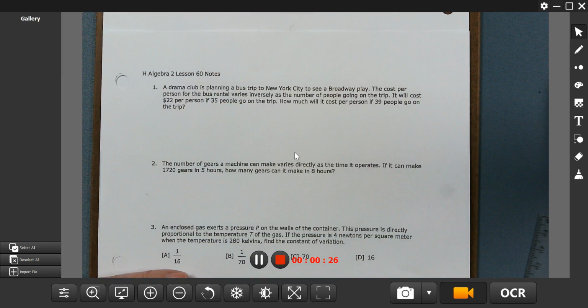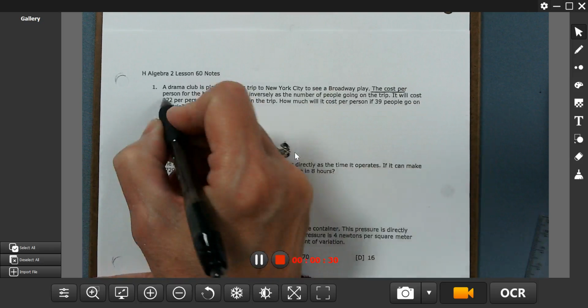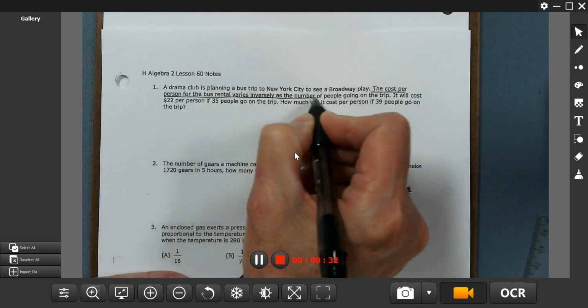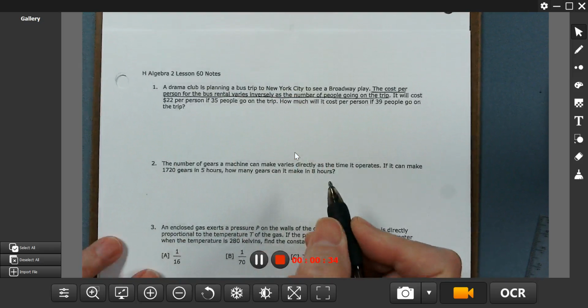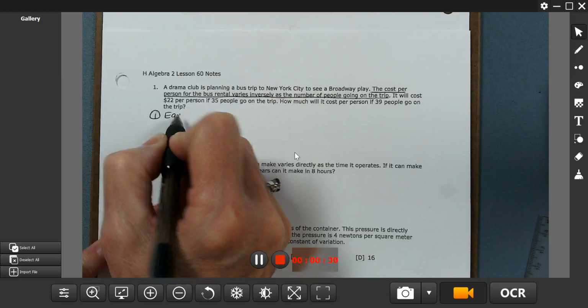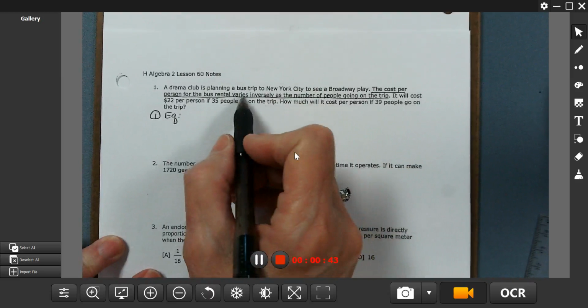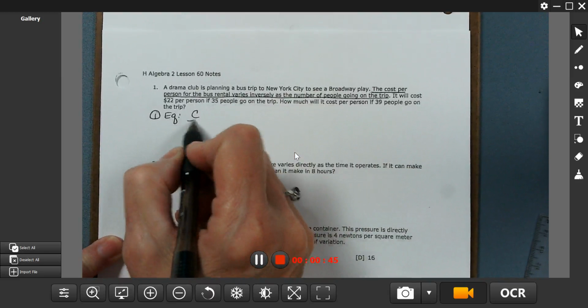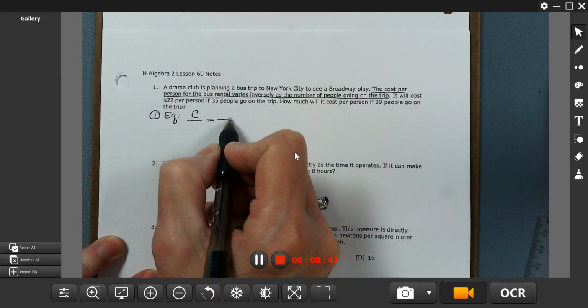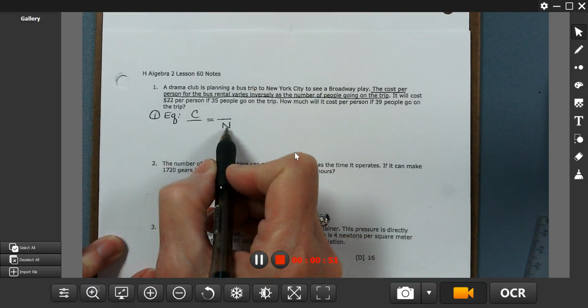So first thing I want you to do is, with this sentence right here, you're going to write the equation. Okay, so number one, the equation. We're talking about cost and we're talking about number of people. And it says it varies inversely. So the cost varies, put an equal mark here, inversely to the number of people.